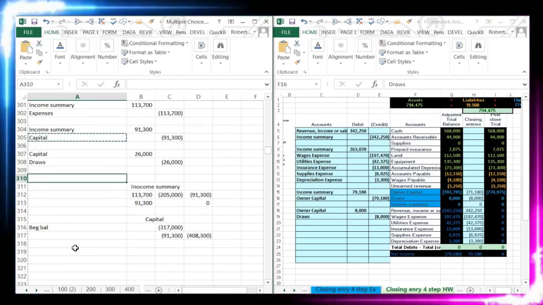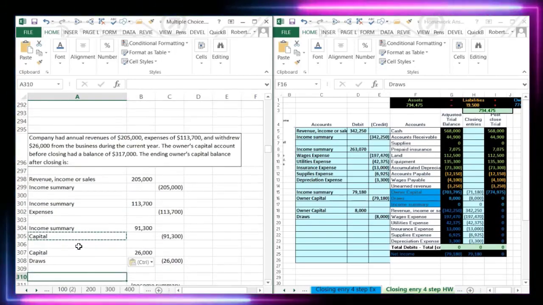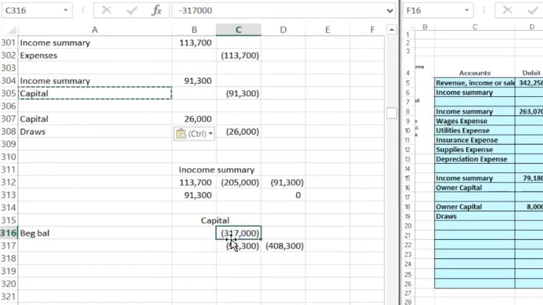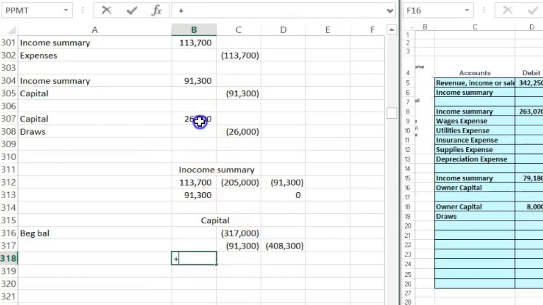So if we think about the capital account, that's what they ultimately asked for, right? The owner's capital account balance after closing. It started here, then we brought it up by net income, and then we brought it down by draws, which is a debit in this case, to the capital account. And so we're going to say this is what we had before, and there's the draws. So the ending number then is 382.3 in the ending capital.